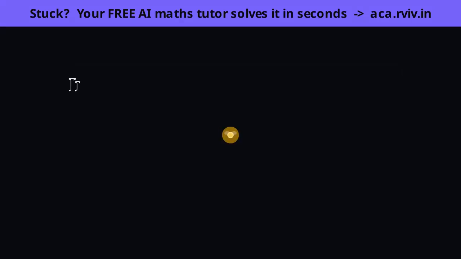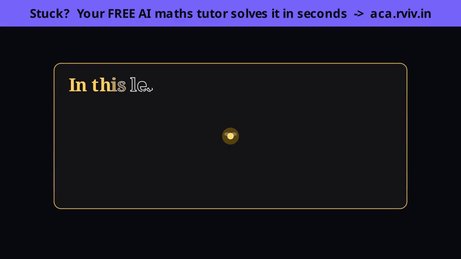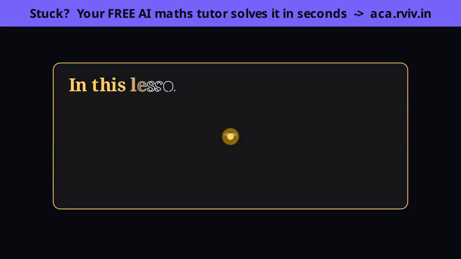Welcome to Chapter 4, Quadratic Equations. Here the highest power is 2, and that single change gives an equation up to 2 answers instead of 1. You'll first learn to spot the standard form, ax squared plus bx plus c equals 0.